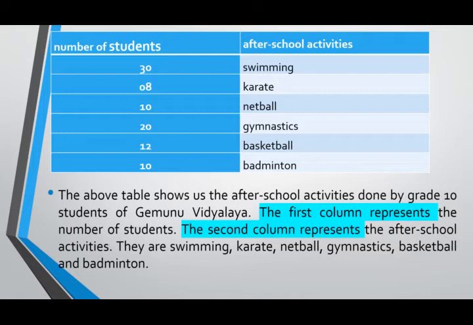The first column represents the number of students. වගුවේ පළමු තීරුවෙන් නිරූපණය වන්නේ සිසුන් සංඛ්‍යාව. The second column represents the after-school activities. දෙවන තීරුවෙන් නිරූපණය වන්නේ පාසල් වේලාවෙන් පසුව නිරත විය හැකි ක්‍රියාකාරකම්.